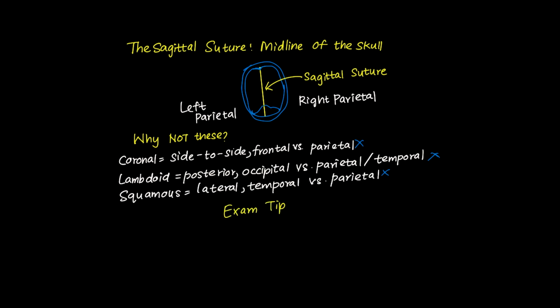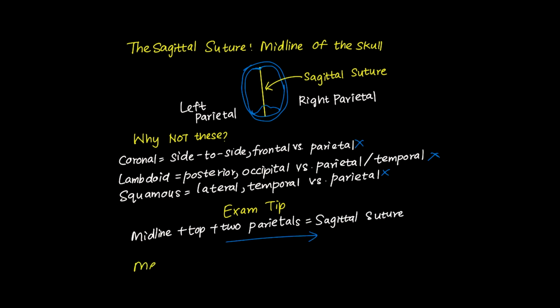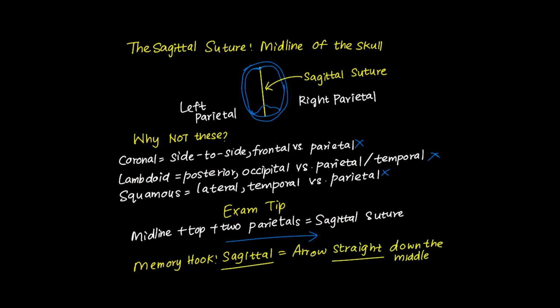Here's a WGU D312 OA exam tip for you. Midline, top of skull, unites two parietal bones equals sagittal suture. Think of the word sagittal, it means arrow. An arrow shot from front to back along the top of the skull follows the sagittal suture. Quick hook. Sagittal equals sine arrow straight down the middle.